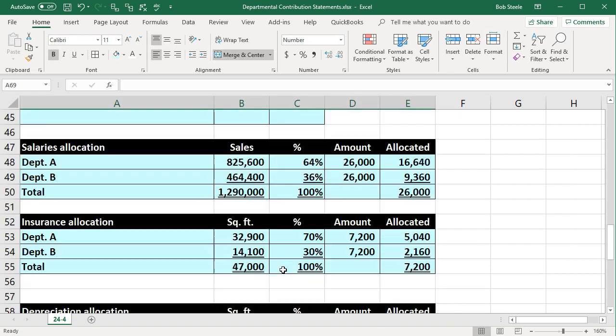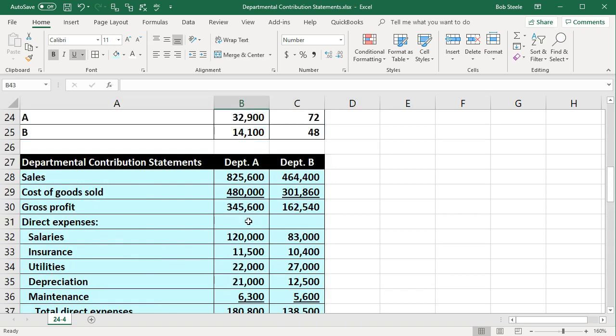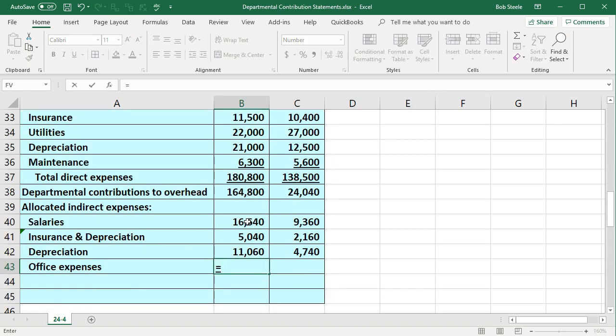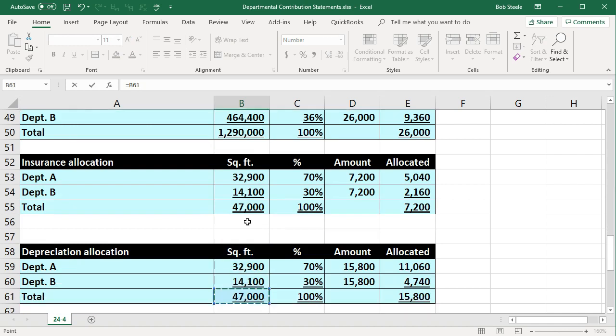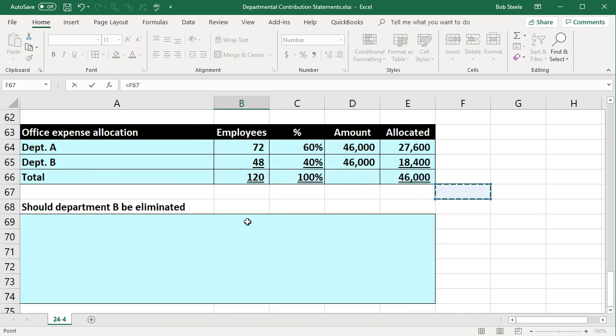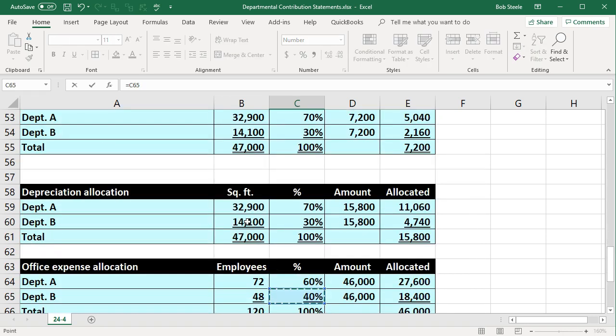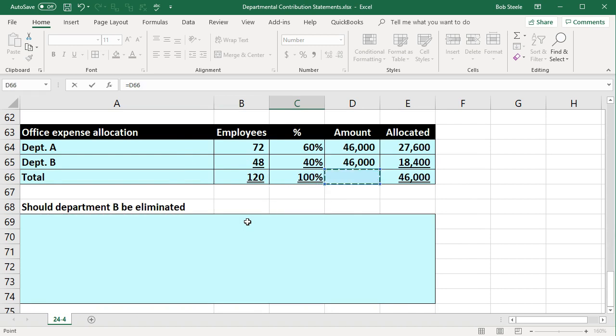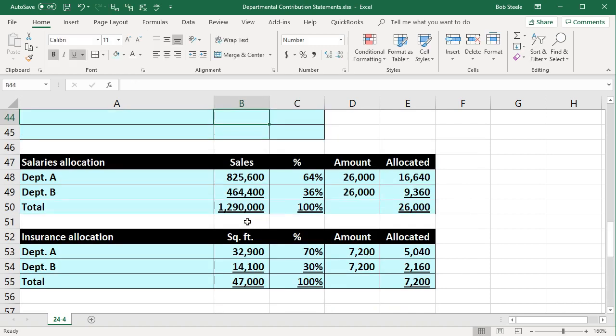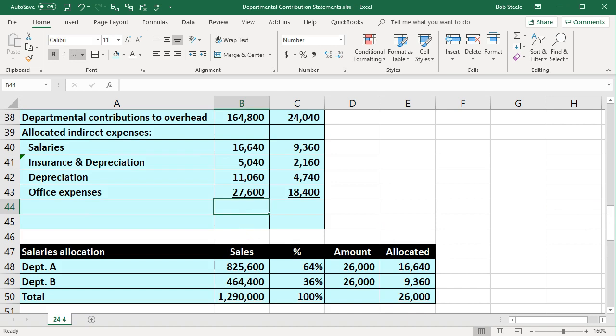So then if we go back up top and allocate that out, Department A equals, scrolling back down, that's going to be the 27.6. Tab. B is going to equal, scrolling back down, and that's going to be the 18.4. Enter. Okay, so there's the office, and that's going to give us the total indirect expenses.